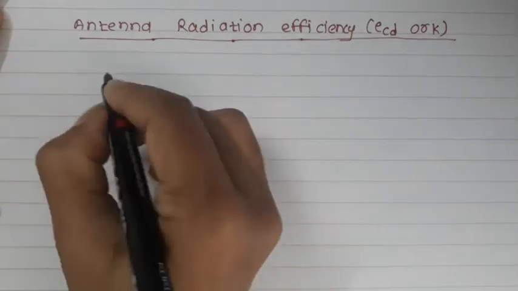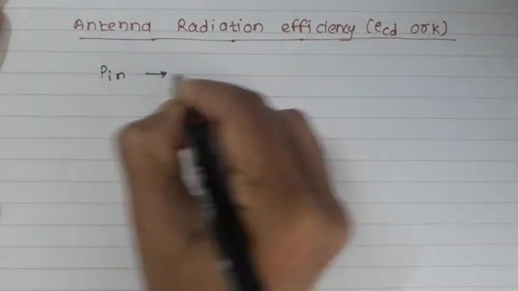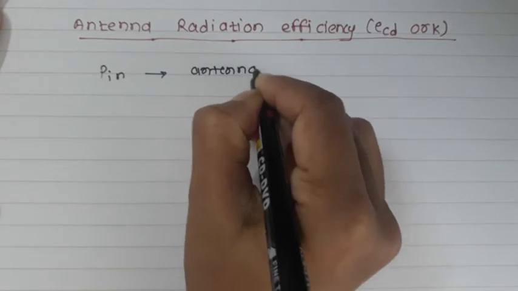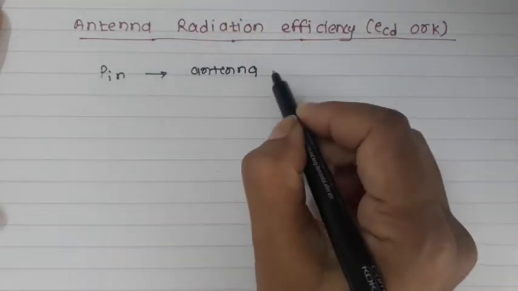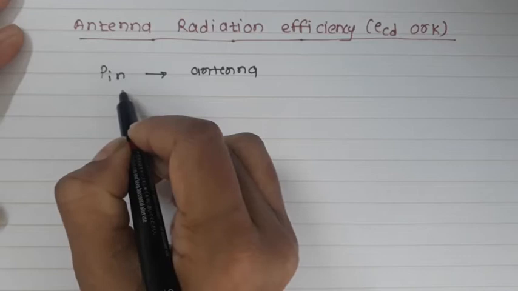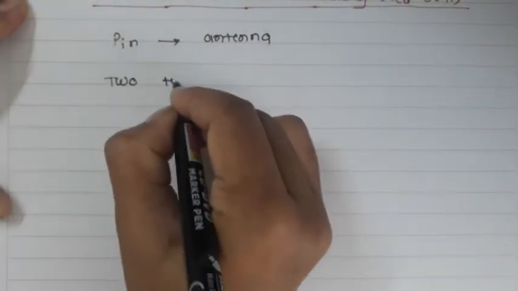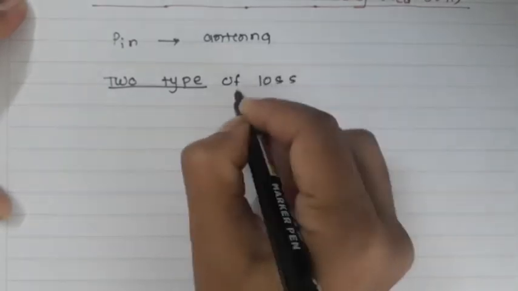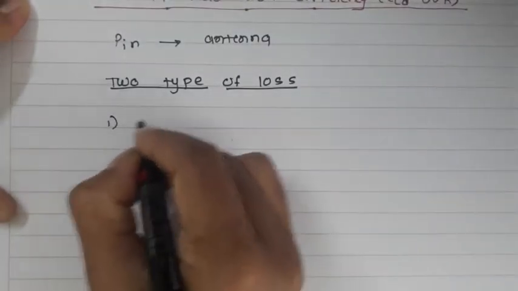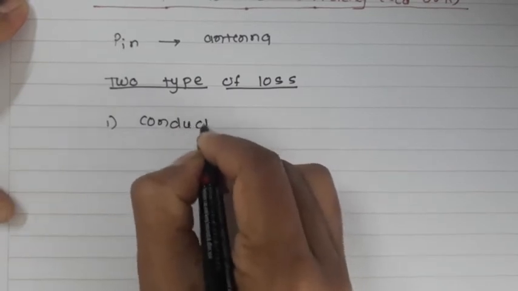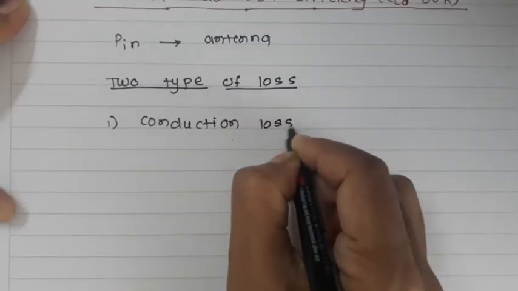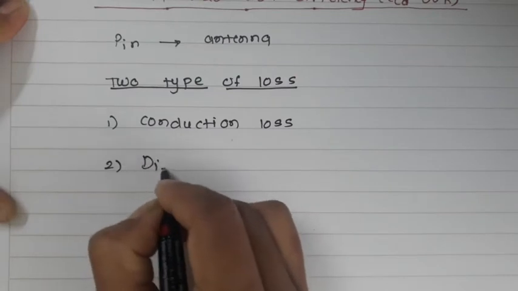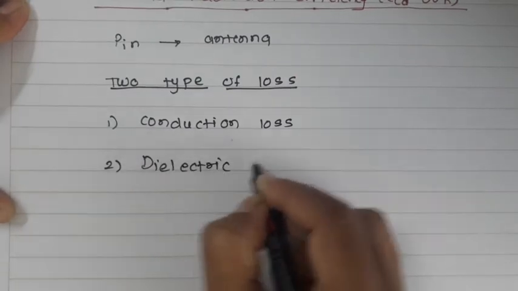When some power, say P in, is supplied to the antenna, all of this power is not going to be radiated. So the total P in power will not be radiated. Some power is wasted as loss. There are two types of losses. The first is the conduction loss, and the second is the dielectric loss.